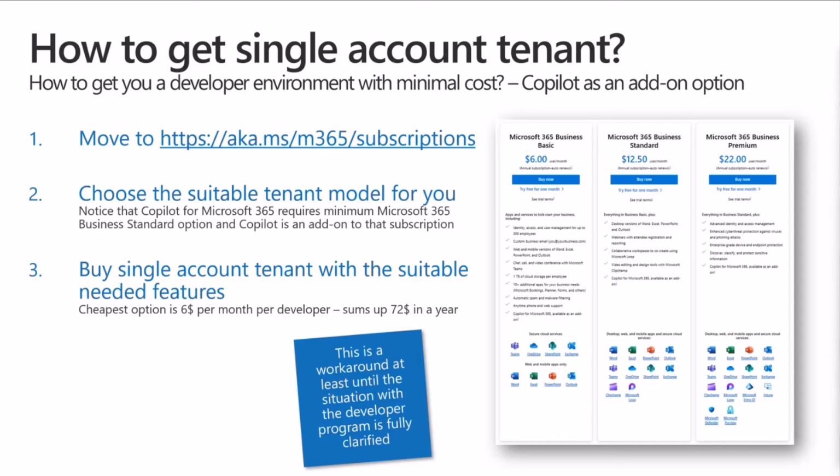Until all of that is getting sorted out, you can get a tenant for $6 a month by going to the AKMS M365 subscriptions and getting the cheapest option available from there. Depending on, of course, what you're building and what you're planning to use, the cost might be a bit bigger than that. But this is a great workaround for now. That sums up to $72 a year, so not a massive cost as such.